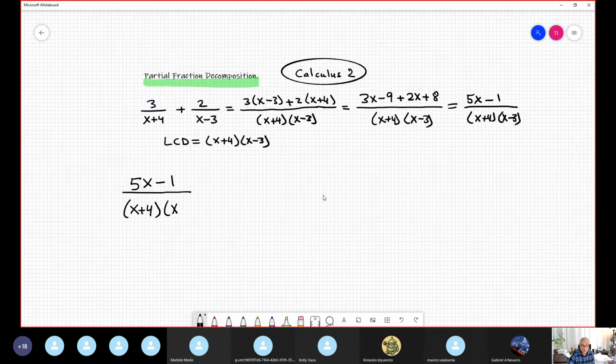I need to do decomposition and partial fraction. What is the typical format of the partial fraction?